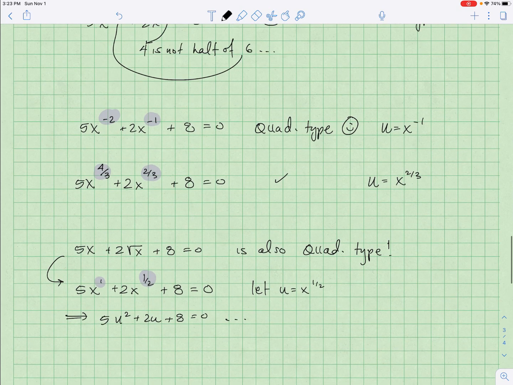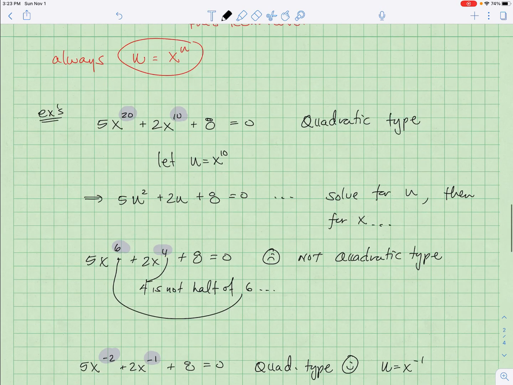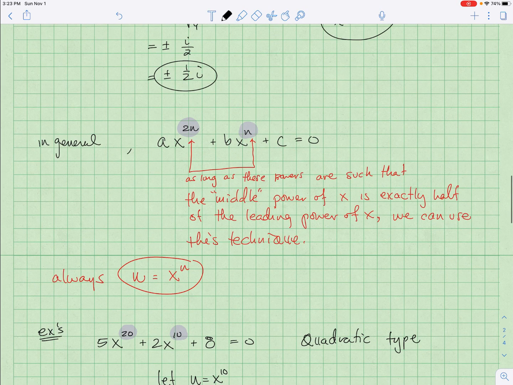So, as long as these powers are in this format, right, coming back up here, this power is exactly half of this leading power. You're going to be able to use this technique. So let's just do a few examples. We'll do that in the next video.